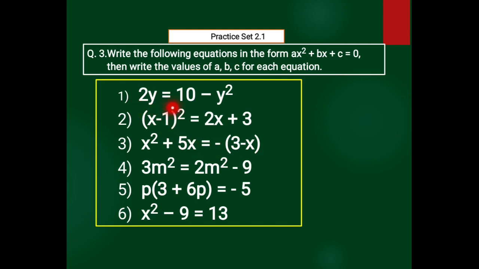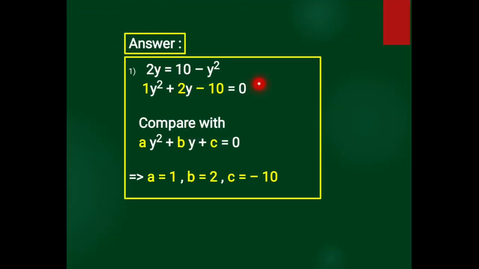So we see the first question, 2y equals to 10 minus y square. According to the question, we have to arrange this equation in general form, that is ax square plus bx plus c equals to 0. So see the first question, we transfer these two terms, 10 and minus y square, to the left hand side. So this minus y square, after transferring to the left hand side, we get plus y square, this 2y as it is, and after transferring this 10 to the left hand side we get minus 10 equals to 0.